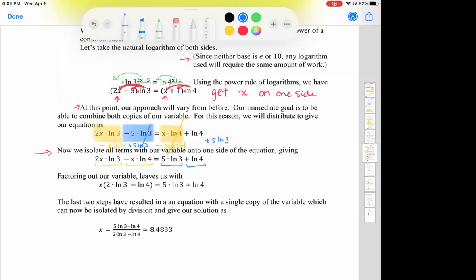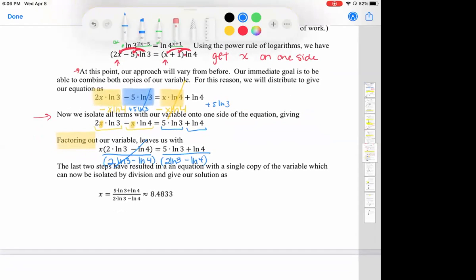Now from here, I want to be able to extract our x's so that they're together. So what can I do to get that x written only once? Well, we can factor out the variable. If we factor an x, we're left with 2 ln of 3 minus ln of 4. Okay, cool. So then our last piece is to divide. So we have 2 ln of 3 minus ln of 4. Those are gone. Divided by 2 ln of 3 minus ln of 4.